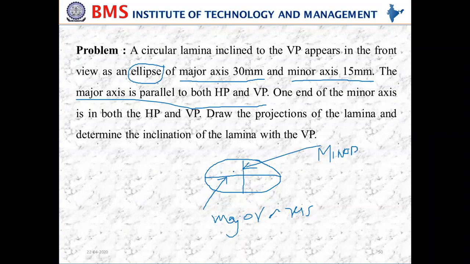So you should know what is an ellipse. An ellipse looks like this. It has a major axis and a minor axis. That you should know. Here he has given that the front view appears like an ellipse.